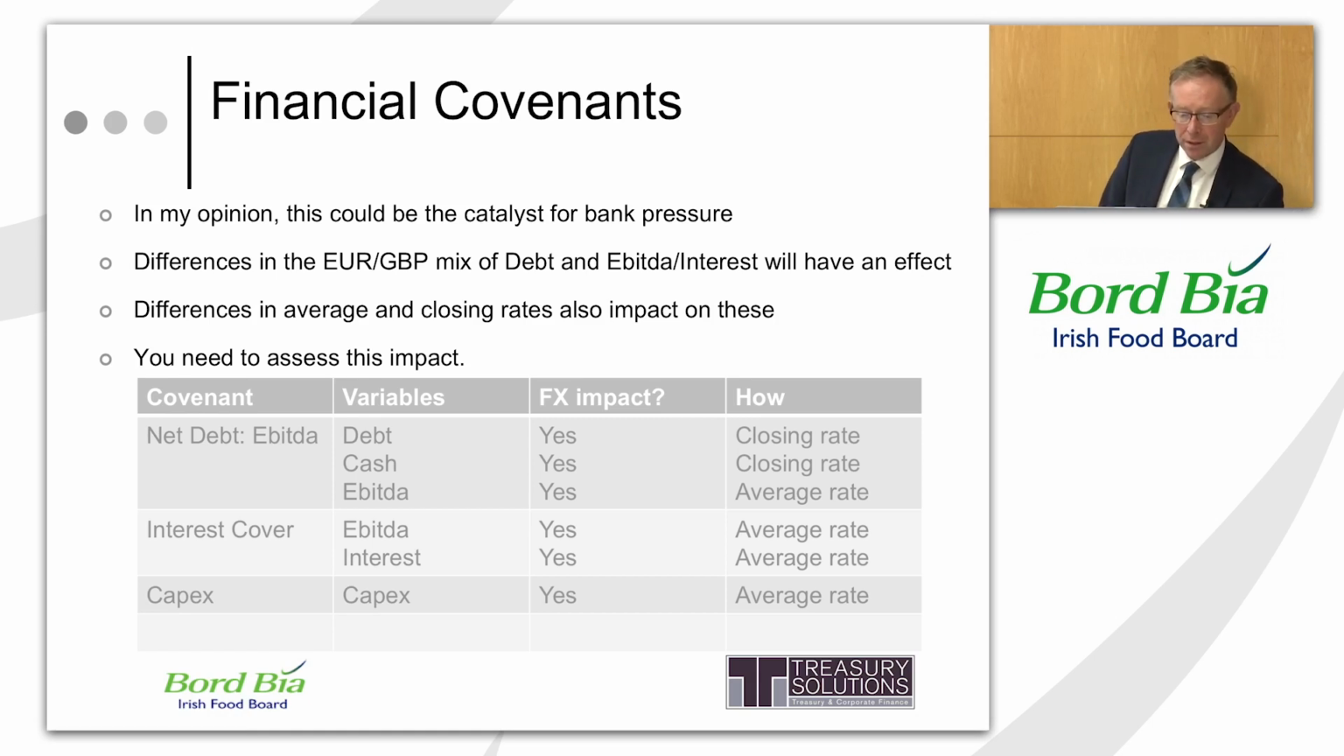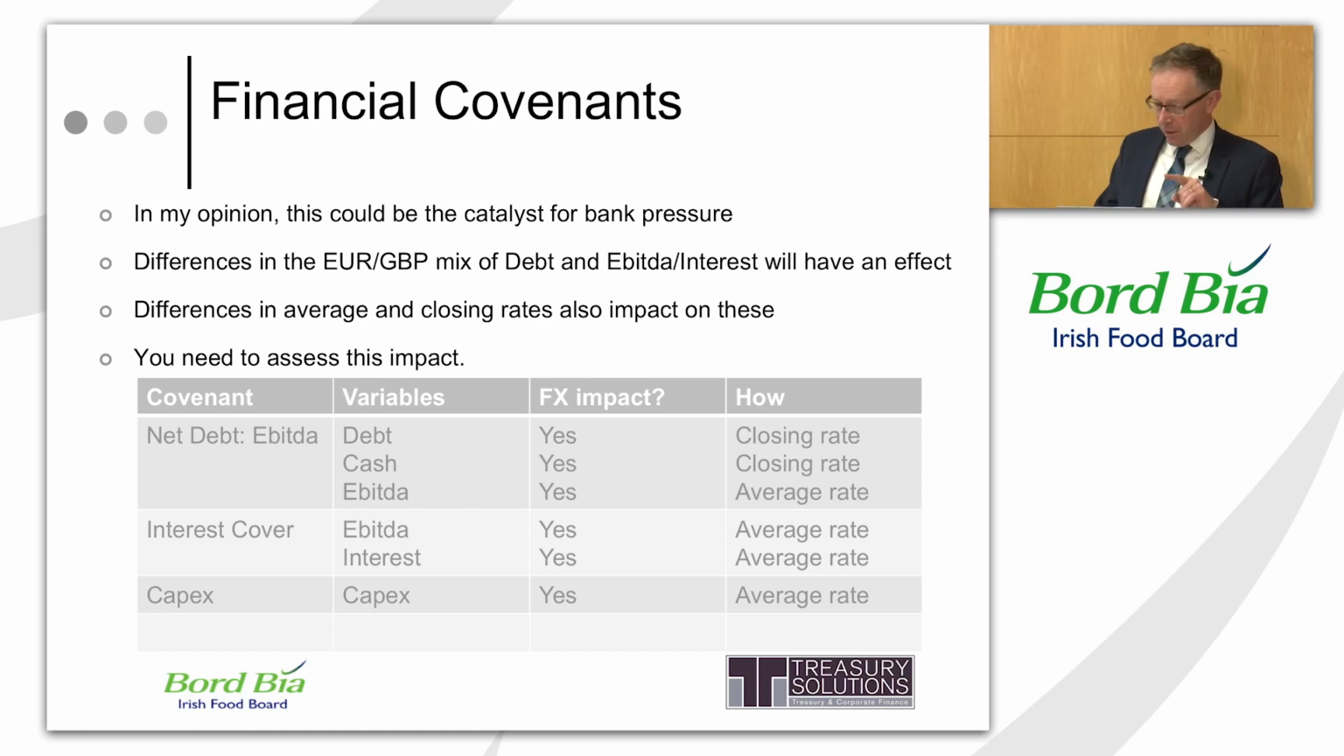this could be, I think, the area that might be the catalyst for bank pressure. So where this applies is where a company has borrowings from a bank. A bank in turn then sets financial ratios that it says you must comply with so that they know that you're on track with your forecasts, and these are known as financial covenants.